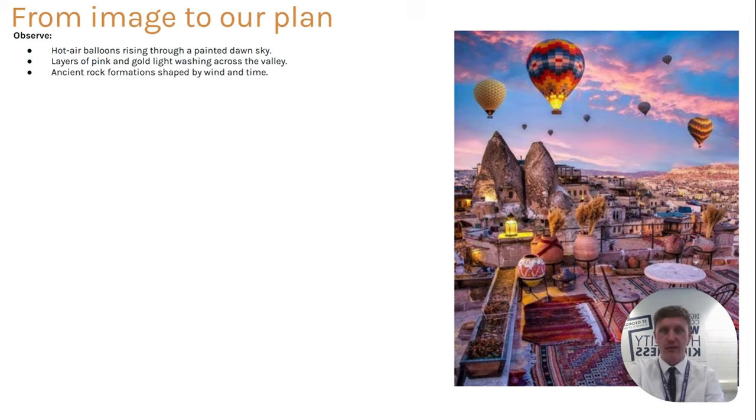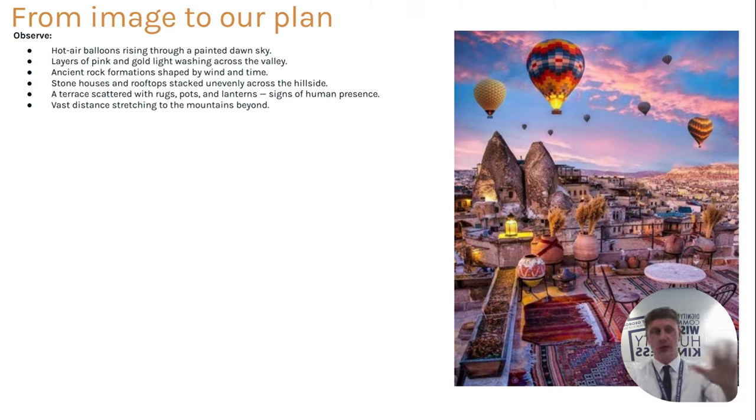Okay, so what can we see? Well, we can see hot air balloons rising through this almost painted dawn sky, what looks to be a dawn sky. We can see in the sky itself layers of pink and gold light, and we can see how that's washing across the valley we have before us. We can see in the distance some really ancient rock formations that have clearly been shaped by wind and time and those really extended geological processes.